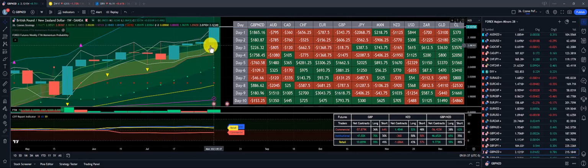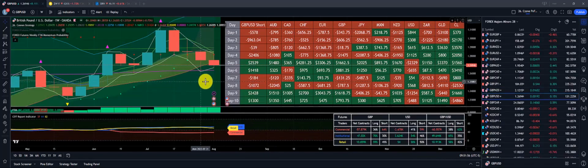British pound, New Zealand dollar. Nice overall price action to the upside. Overall gain of $1,865 on one standard lot. No significant crowding out to the long side on the commitment of traders. British pound, US dollar, same thing. No significant crowding out to the long side.